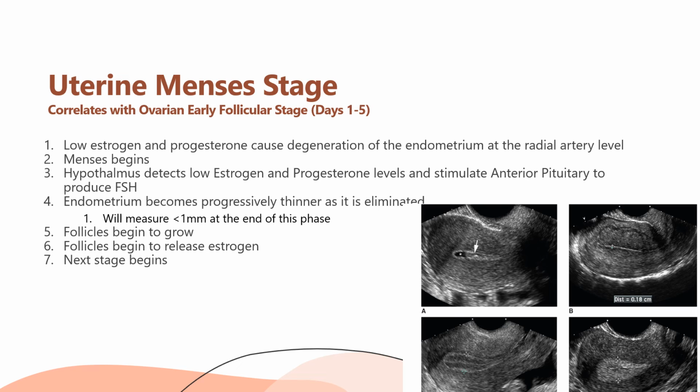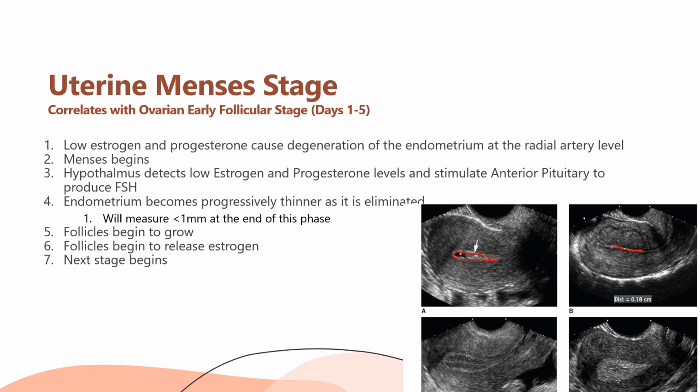but something like you see maybe in this image, with a little bit of fluid in the endometrium. By day 5 or the end of the phase, you should see only the interface of the anterior and posterior endometrium together. So it should measure about 1 millimeter or less than 1 millimeter at the very end of the menstrual phase, which should be around day 5.